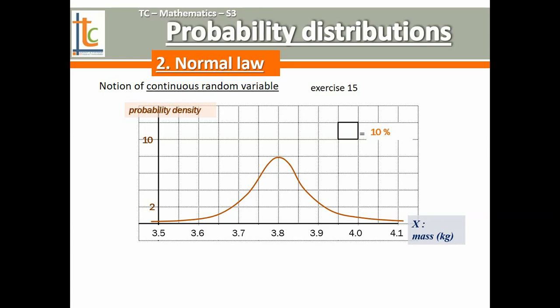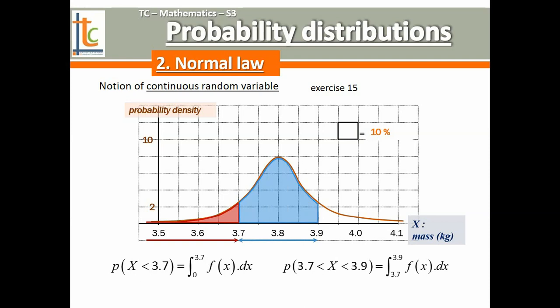If you want now to calculate the probability that an object in this graph has a mass between 0 and 3.7 kilograms, you have to calculate again an area, but this time it's the area under the curve, between the x-axis and the curve. So it's an integral, mathematically defined. Okay, the probability that x is less than 3.7 is the integral from 0 to 3.7 of the function, whose curve is here, f of x dx. And the probability to be between 3.7 and 3.9 kilograms will be the integral from 3.7 to 3.9 of the same function.